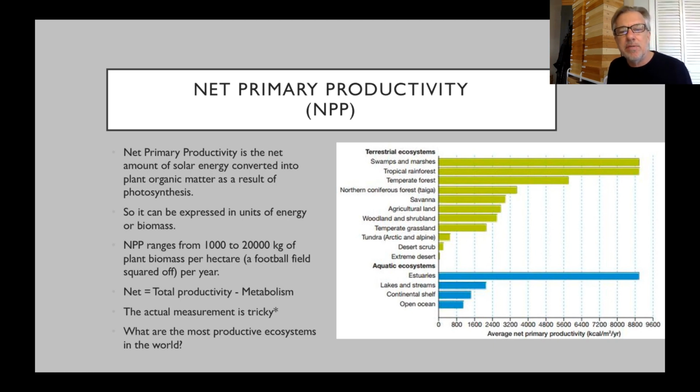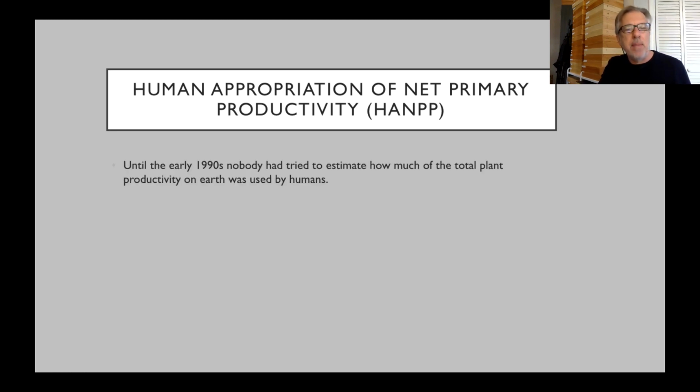The only thing missing from this chart are coral reefs, which are on par in their primary productivity with swamps, marshes, tropical rainforest, and estuaries. So humans take some amount of that primary productivity every year, and we call that human appropriation of net primary productivity, or HANPP, a really horrible word to try to say. And you're already familiar with this because you've read about it. Until the 1990s, nobody tried seriously to estimate how much of the total plant productivity on Earth was used by humans.